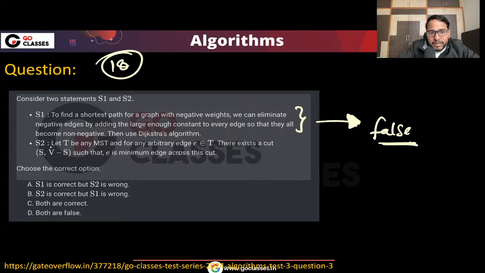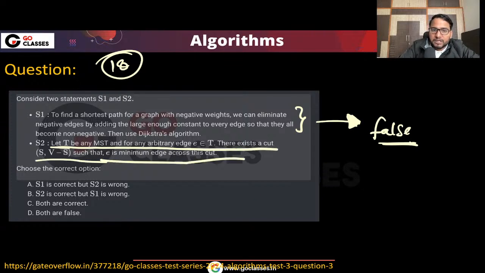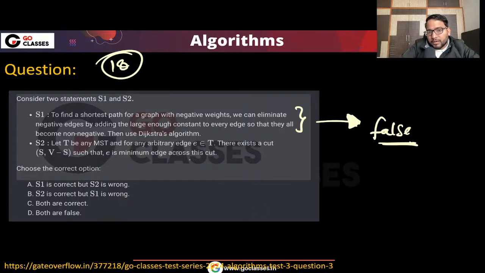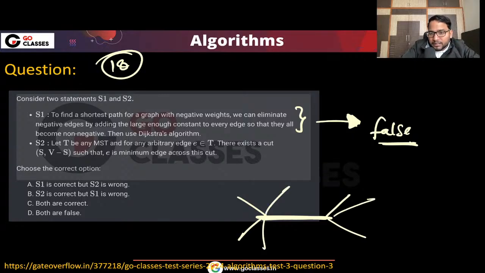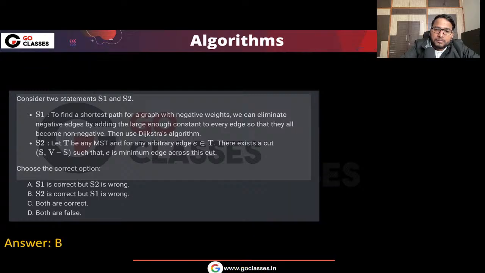Now what is this? Let T be the MST. For any arbitrary edge E, there exists a cut such that E is minimum across this cut. So suppose you pick some edge. Now they are saying you pick some edge in the MST, okay? Then there must exist some cut such that this E is the minimum in that cut. So what do you think? This is correct, right?